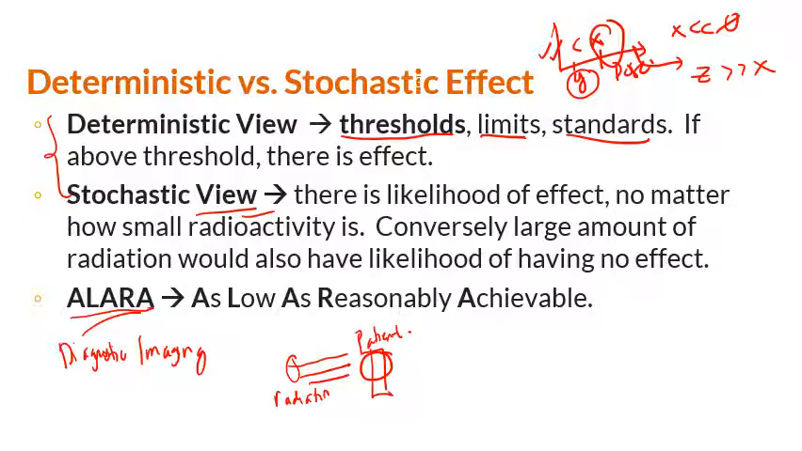So dapat yung radiation mo as low as reasonably achievable. So ang tawag doon is principle of ALARA. Kasi nga, no matter how small your radiation, there's a likelihood that it would have an effect later on. So yung stochastic view na yan give rise to this principle na kung mag-i-image ka man ng patient, you want it to be as low as reasonably achievable.